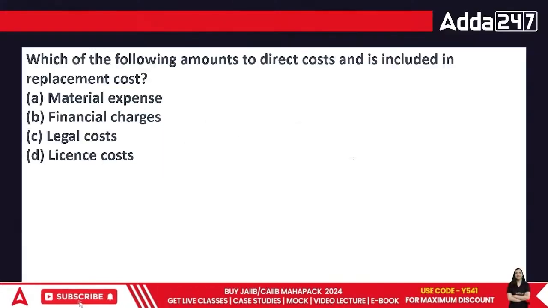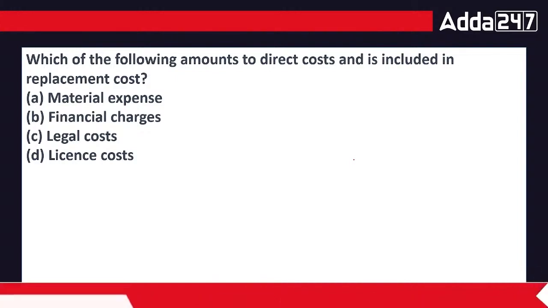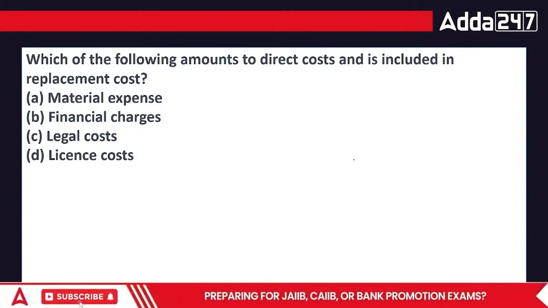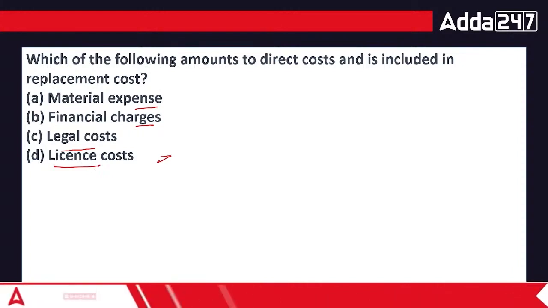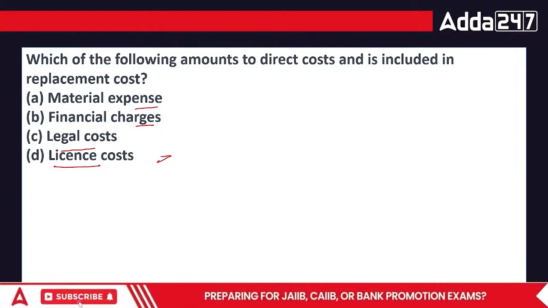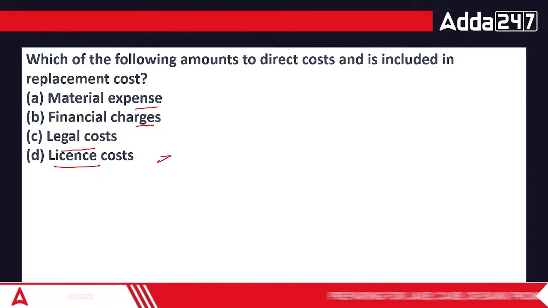Which of the following amounts to direct costs and is included in the replacement cost? Material expense, finance expense, legal or license? Direct cost. Direct cost is basically the specific cost which is related to the area of production, you know?